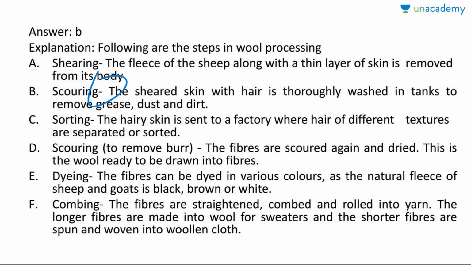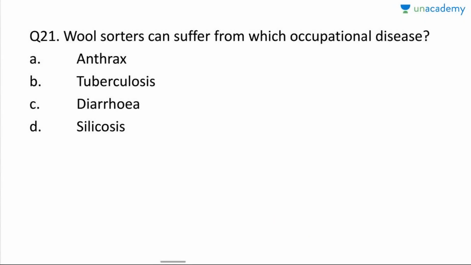Dyeing is basically like black, brown, green, white, whatever. And combing is where the fibers are straightened, combed and rolled into yarn, and they can be used to make sweaters, etc. Okay, question number 21. Wool sorters can suffer from which occupational disease? Very commonly asked. So the answer here is anthrax.